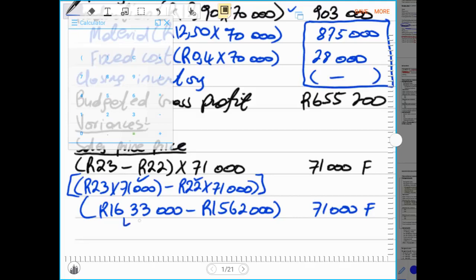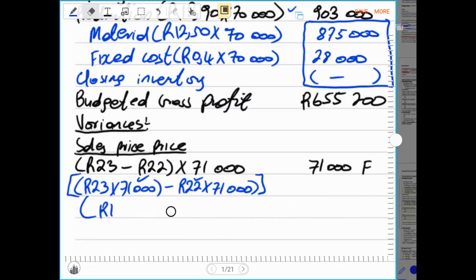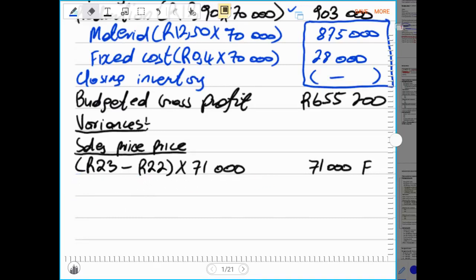Remember, you could have said this minus this, you get to the same variance. So either way you calculate it, it does not matter as long as you get to the same amount at the end of the day. So at least I've shown you now all the alternatives in which you can calculate the sales price variance.